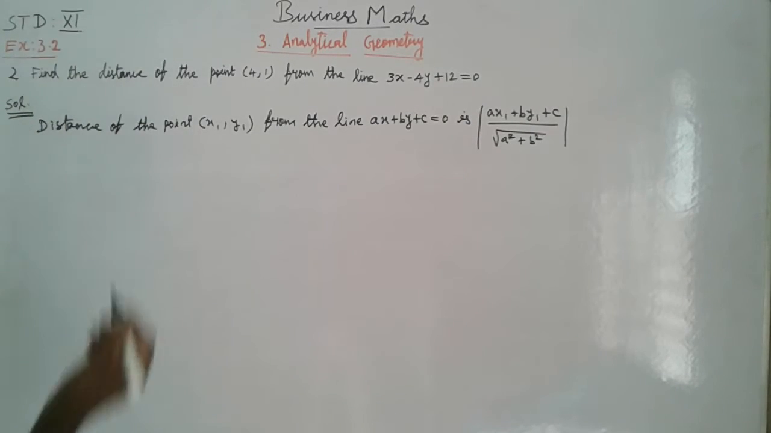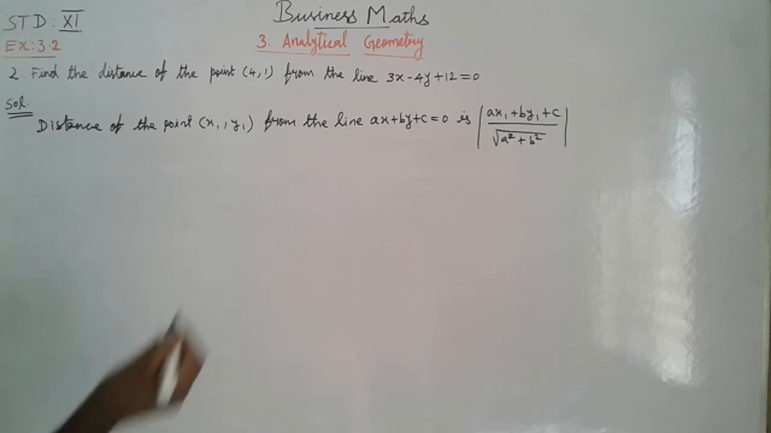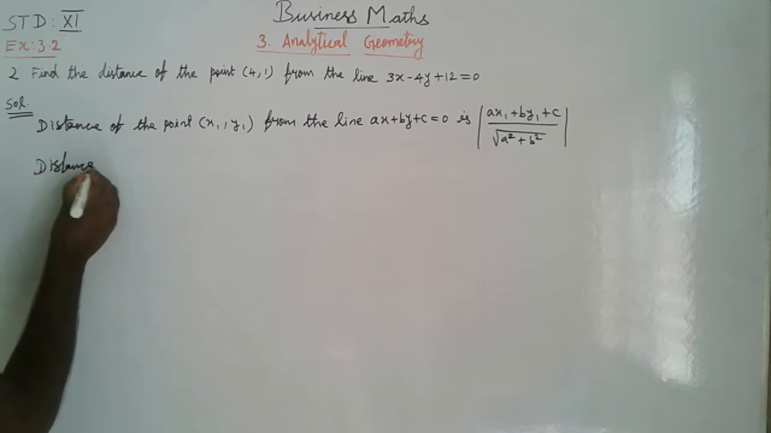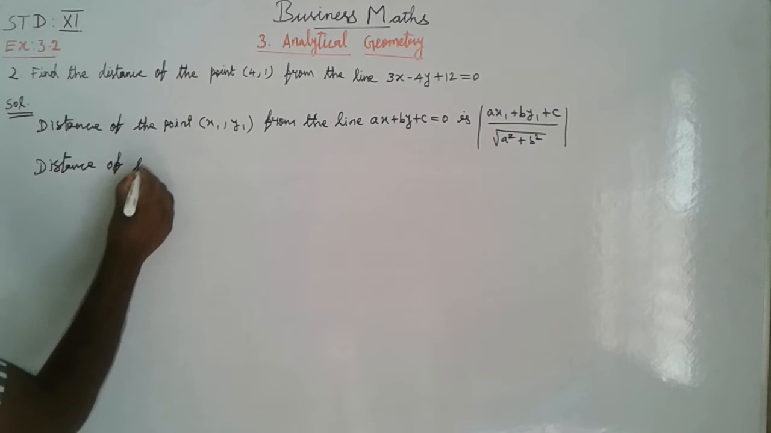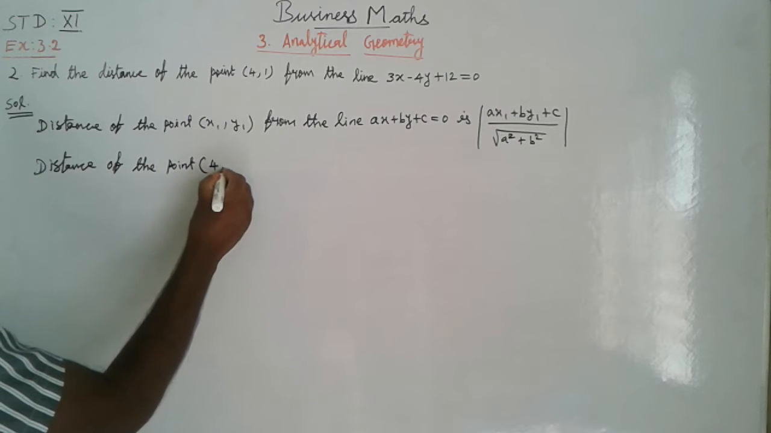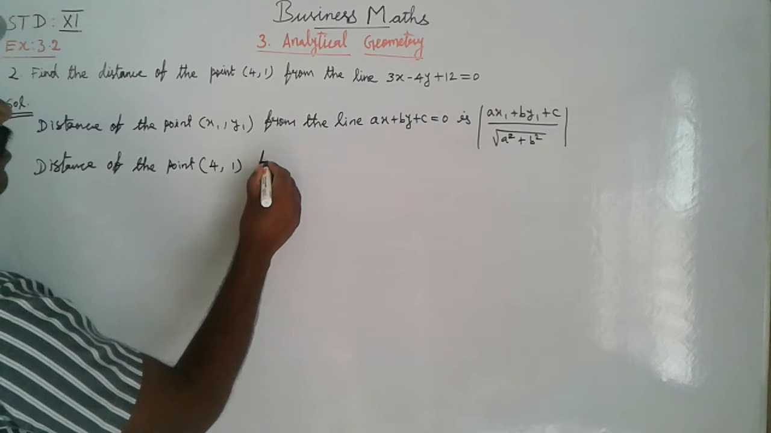Second sum: find the distance of the point (4, 1) from the line 3x minus 4y plus 12 equals 0. Solution: the distance of the point (x1, y1) from the line ax plus by plus c equals 0 is modulus of (ax1 plus by1 plus c) divided by root of (a square plus b square). The point is given as (4, 1), so x1 is 4 and y1 is 1.